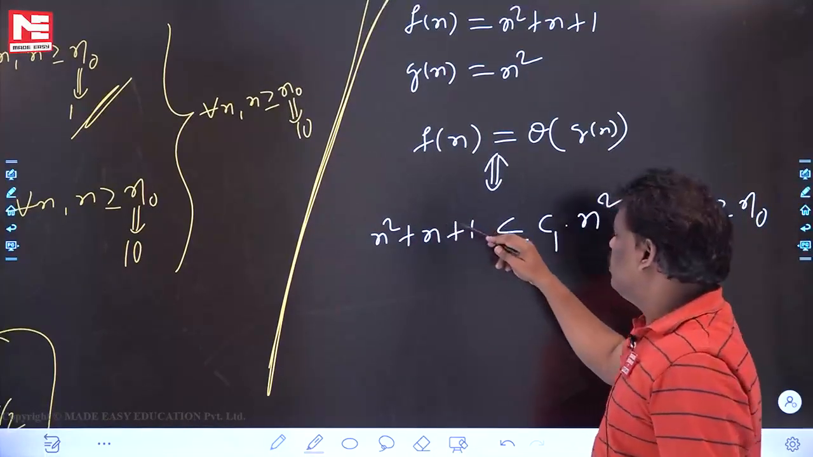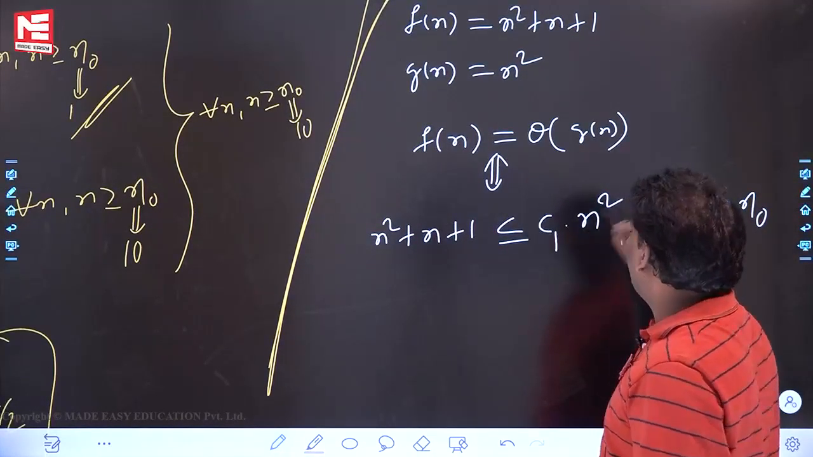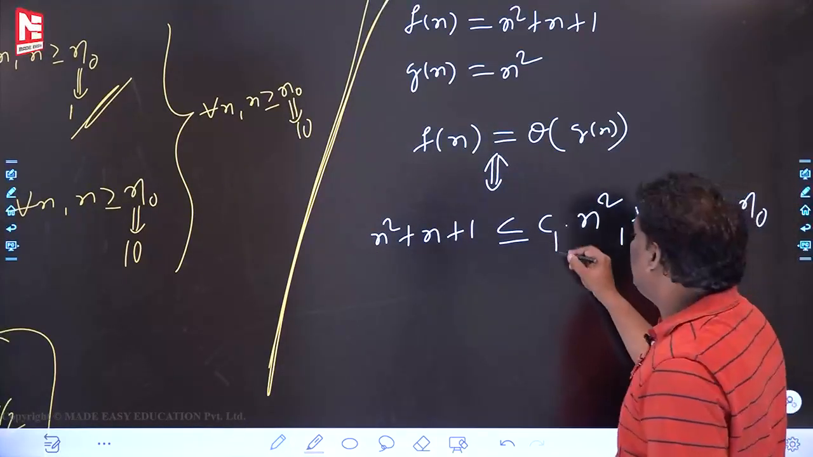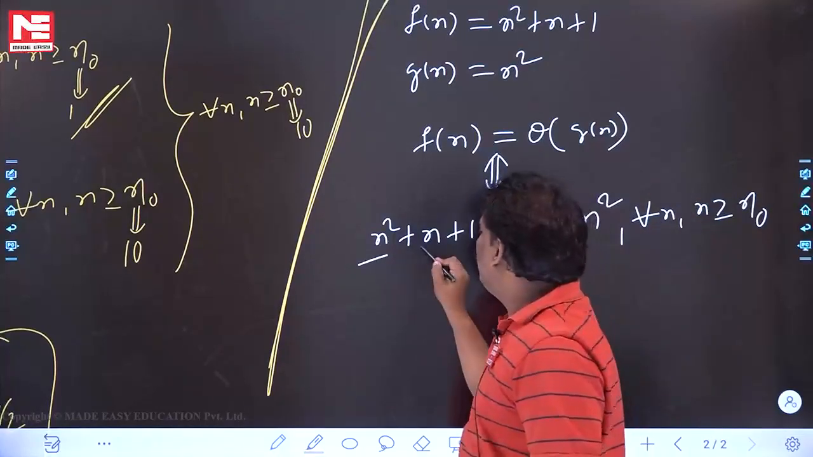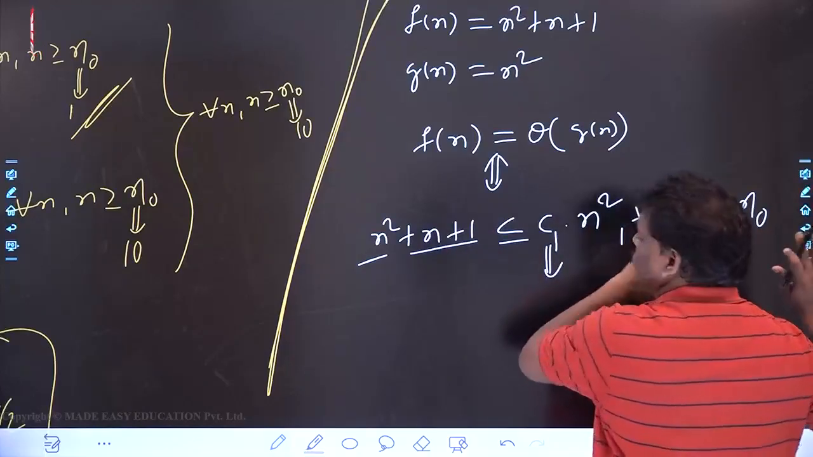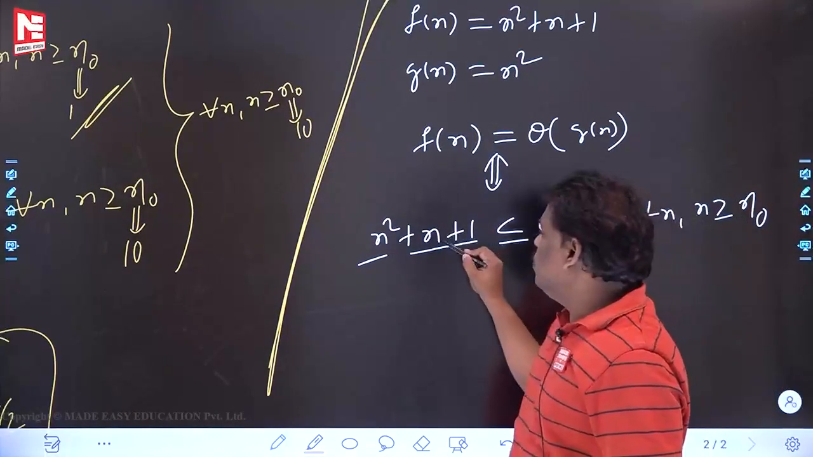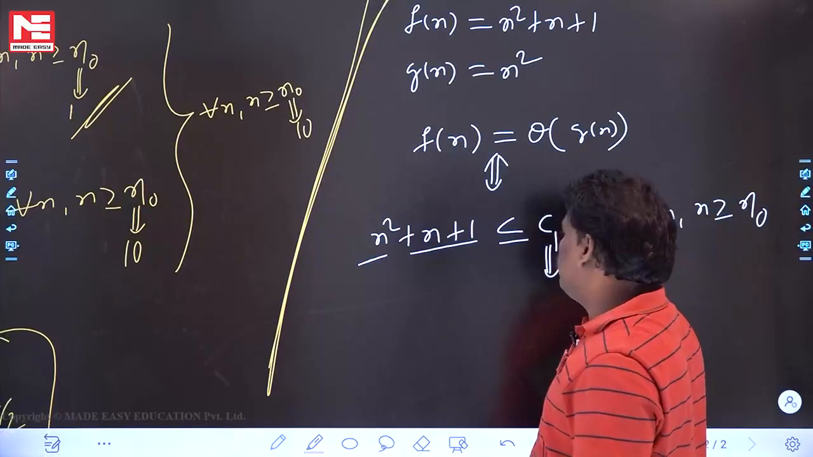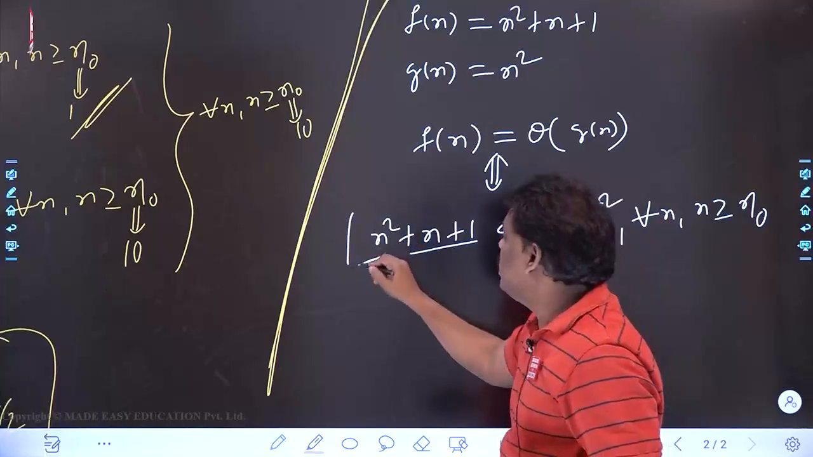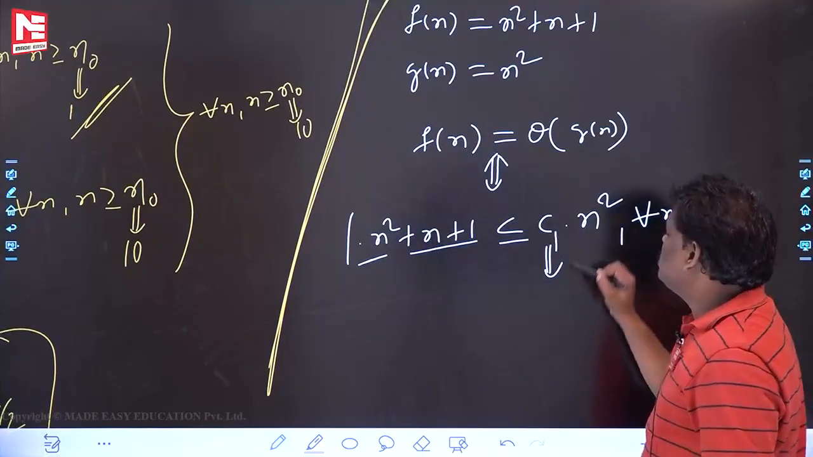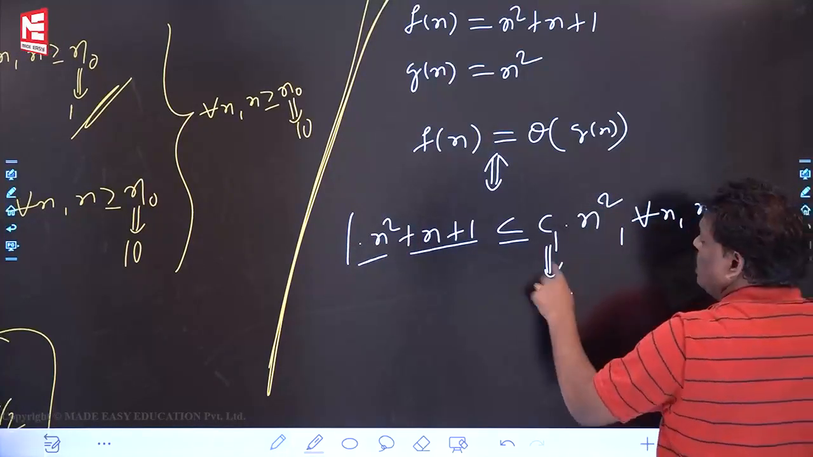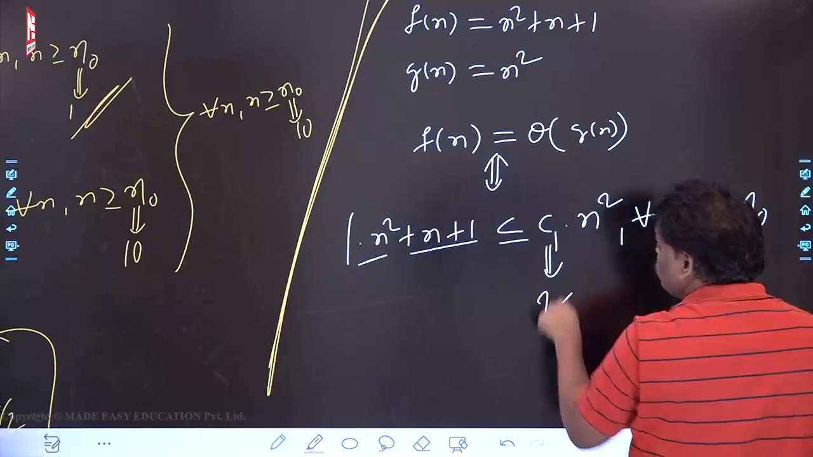The left is actually bigger compared with the right, but for big O I want to prove the right is greater. Which C1 value will I take? Very simple. See this one, it is n square plus something, it is only n square. But the bigger function is n square. Here it is 1 n square. Here C1 into n square, I think C1 you can make 2. It is going to be double n square. Even though something extra is there, this 2 will compensate.